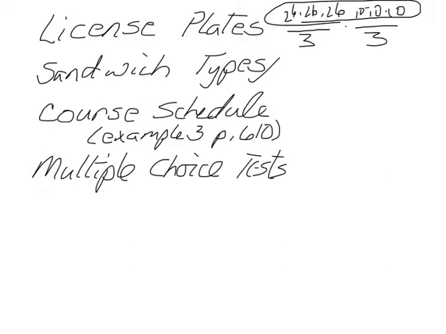Example 5 in the textbook does multiple choice tests. Every multiple choice test asks how many possible answer selections can you do? Well, if you had a 10 question test and each question had 4 choices, how many possible arrangements of the test could you get in terms of those 4 choices? Well, each question has 4 choices, so you'd have 4 to the 10th power. And so that's the typical stuff.